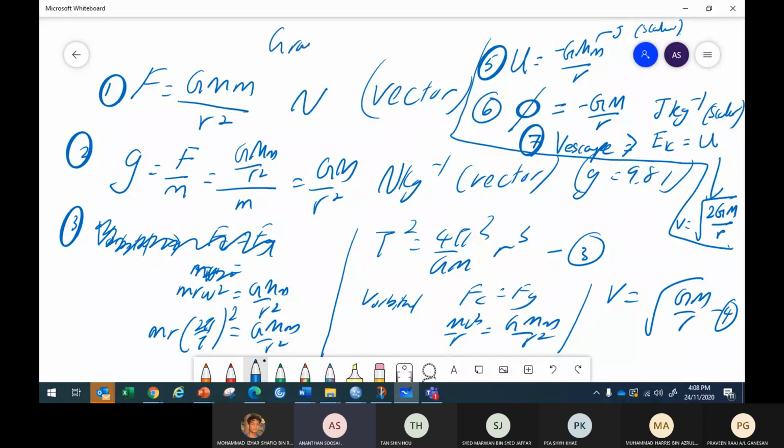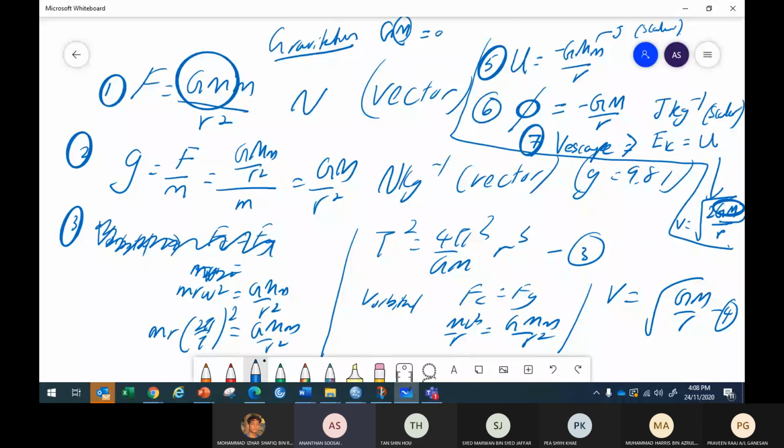This is what you learn under gravitation. We have all the formulas up to seven. The problem with these formulas is that all of them contain GM. Remember, all contain GM. Another important thing: sometimes the mass of the planet is not provided.